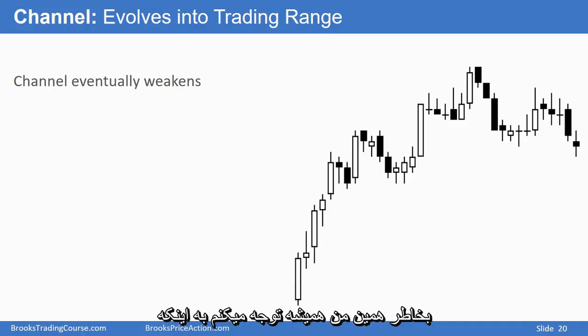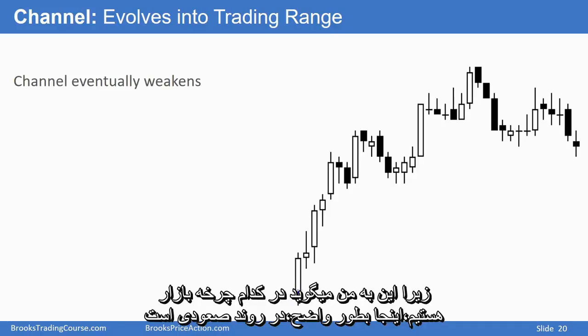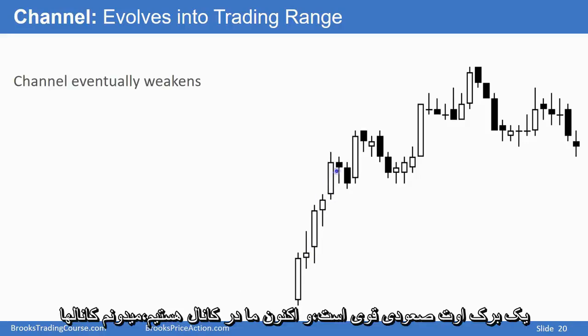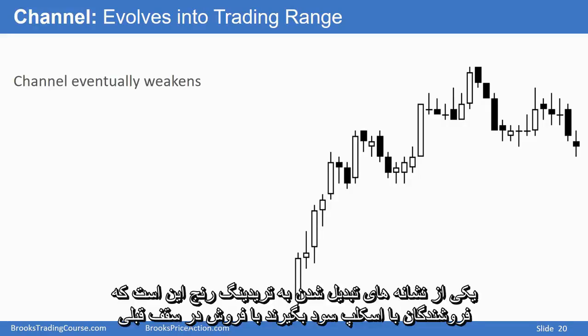And because of that, I'm always paying attention to whether or not the bears can make money in a bull trend, and can bulls make money in a bear trend, because it tells me where we are in the market cycle. Here, I know we're clearly in a bull trend, strong bull breakout. And now we're in a channel. I know channels usually evolve into trading ranges. And one of the signs that it is evolving into a trading range is that bear scalpers are making money selling at the prior high.